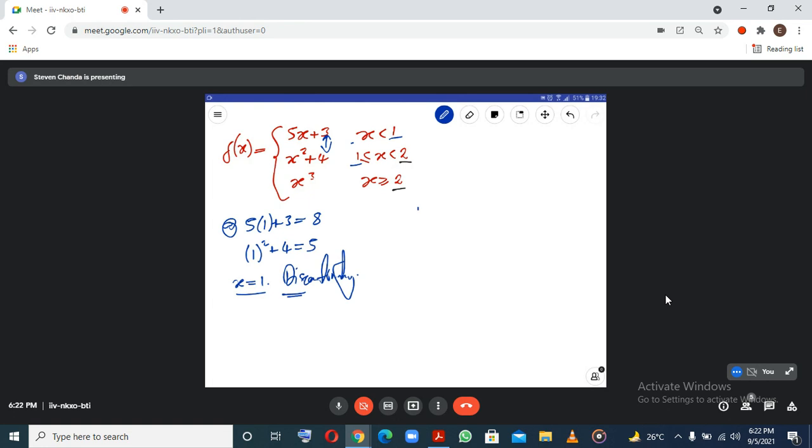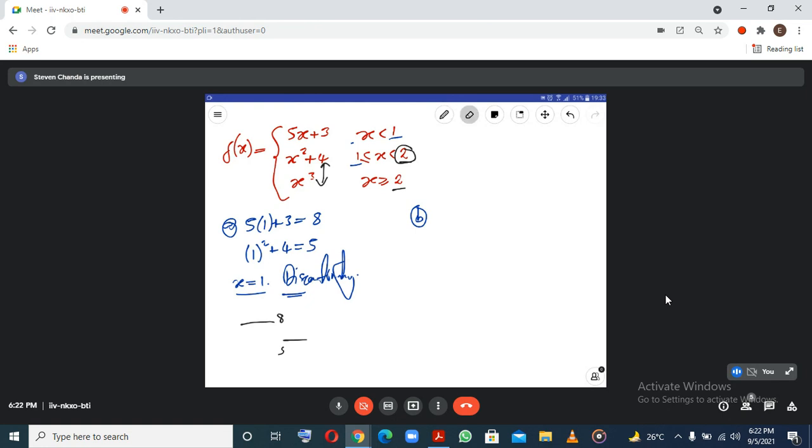Then you assess this other point here. Let me do this in black. From this equation to this equation, as x changes from less than 2 to 2, what is the value? If it's continuous, their values are going to be the same. The first one was at 8, then the second one was at 5, so there's a discontinuity there because there's a break in the values, isn't it?